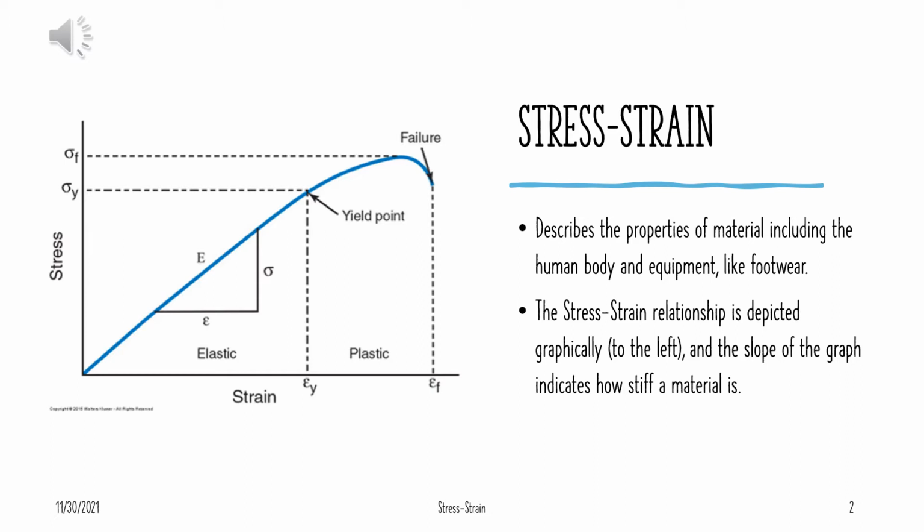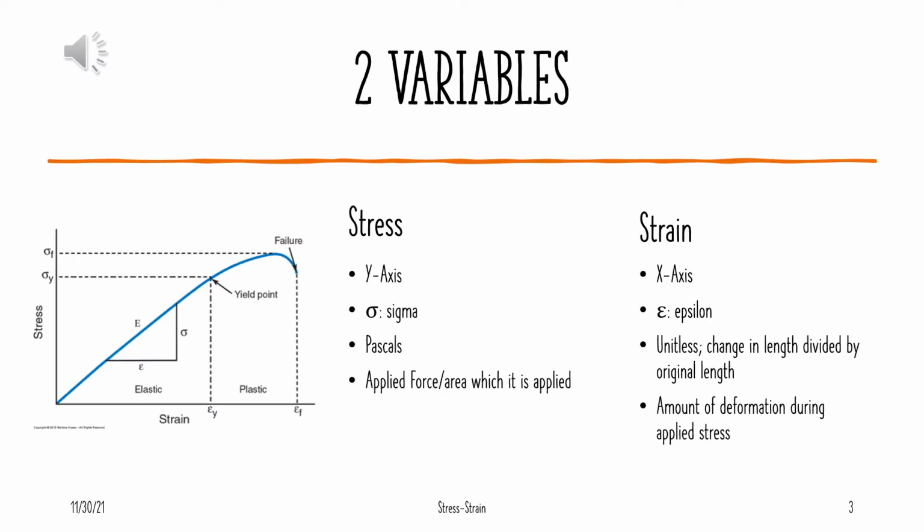So the slope of the load deformation curve on the graph indicates how stiff the material is. The two variables on the graph include stress, which is the y-axis, and strain, which is the x-axis. Stress is measured in pascals or newtons per meter squared and represents the applied force divided by the total area where the force is applied.